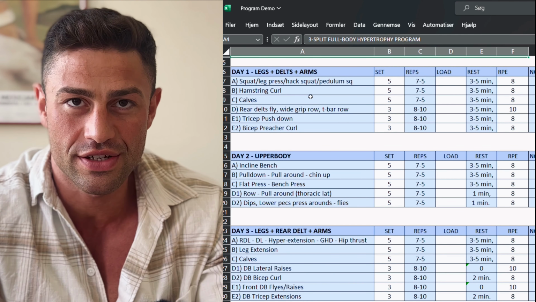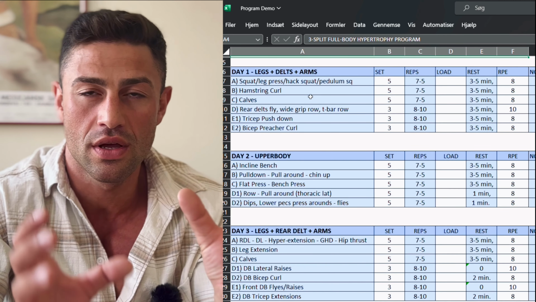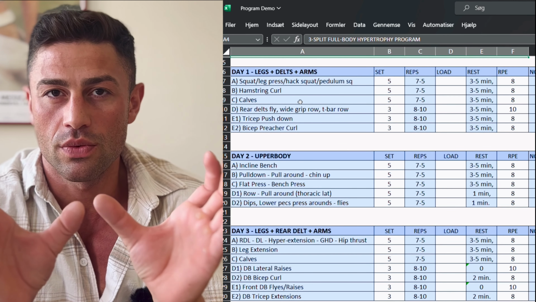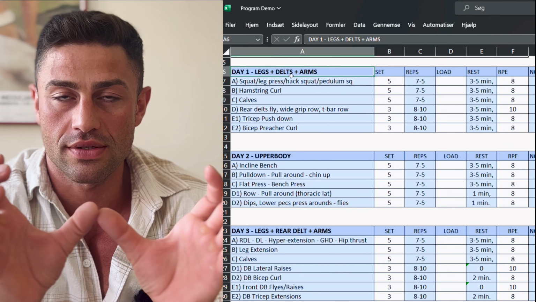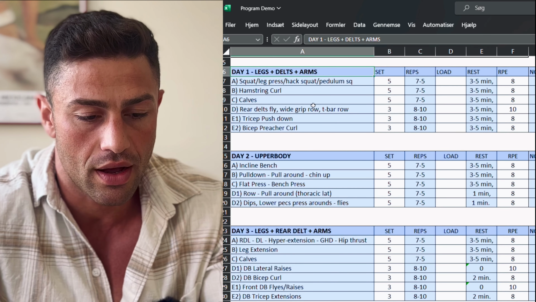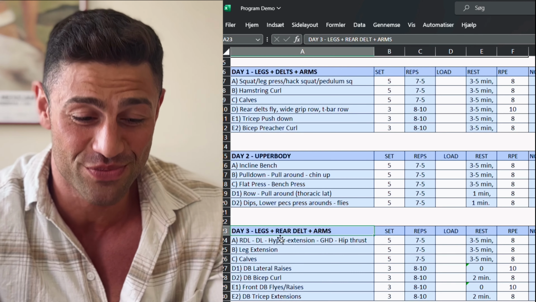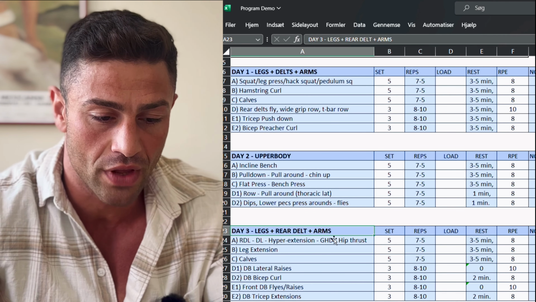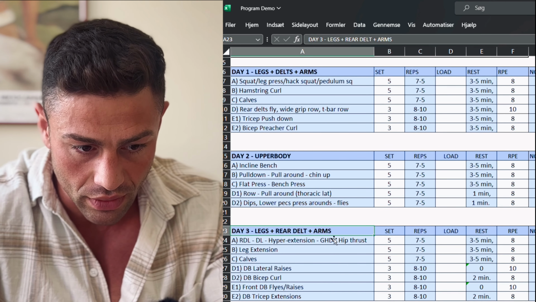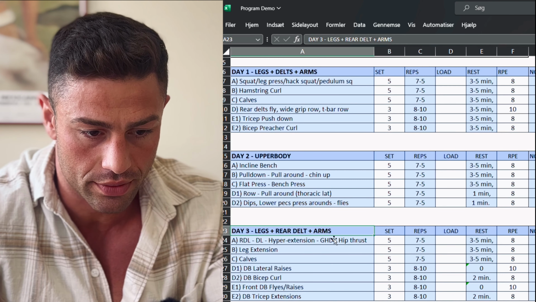So what we're doing here is matching some of the bigger muscles with the smaller muscles, so we get a little bit of both without exhausting ourselves to death. And on day 2, we're going to go all bro and hit the upper body. So let's go through day 1.